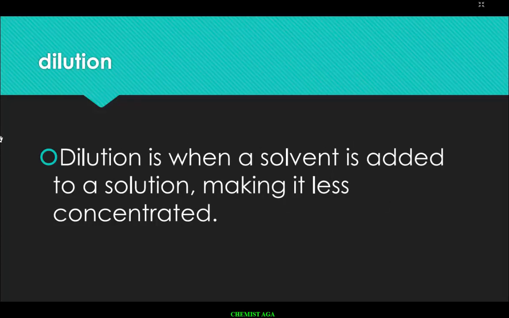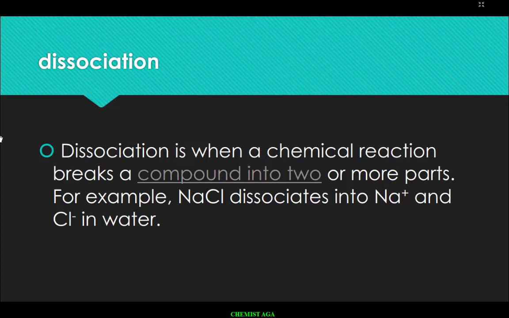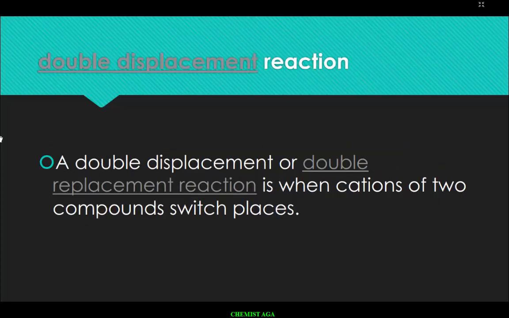Dilution. Dilution is when a solvent is added to a solution, making it less concentrated. Dissociation. Dissociation is when a chemical reaction breaks a compound into two or more parts. For example, NaCl dissociates into Na+ and Cl- in water. Double displacement reaction. A double displacement or double replacement reaction is when cations of two compounds switch places.